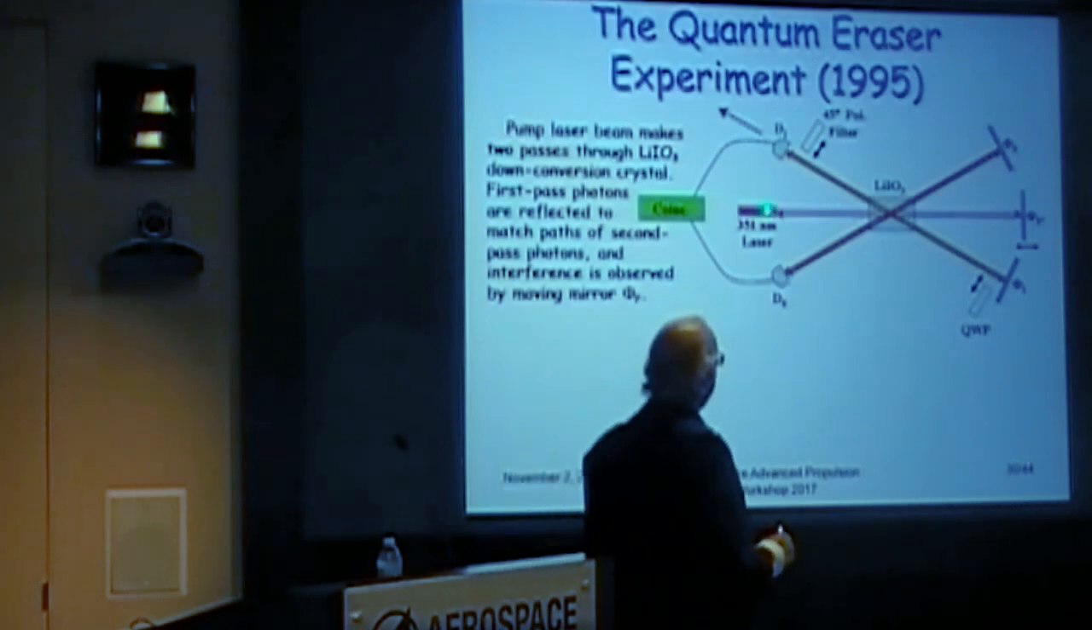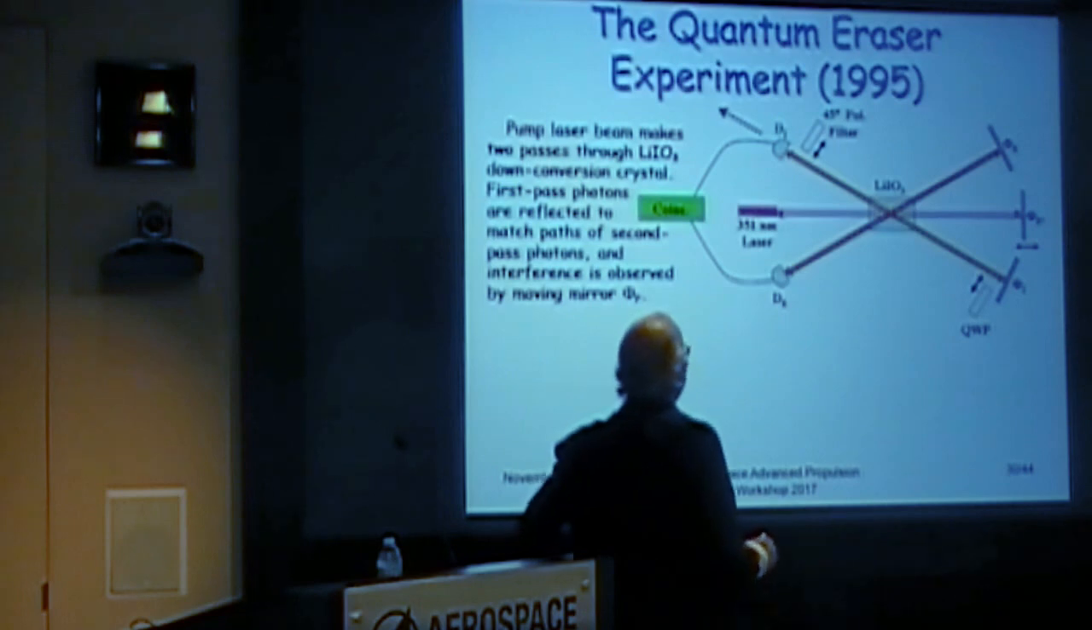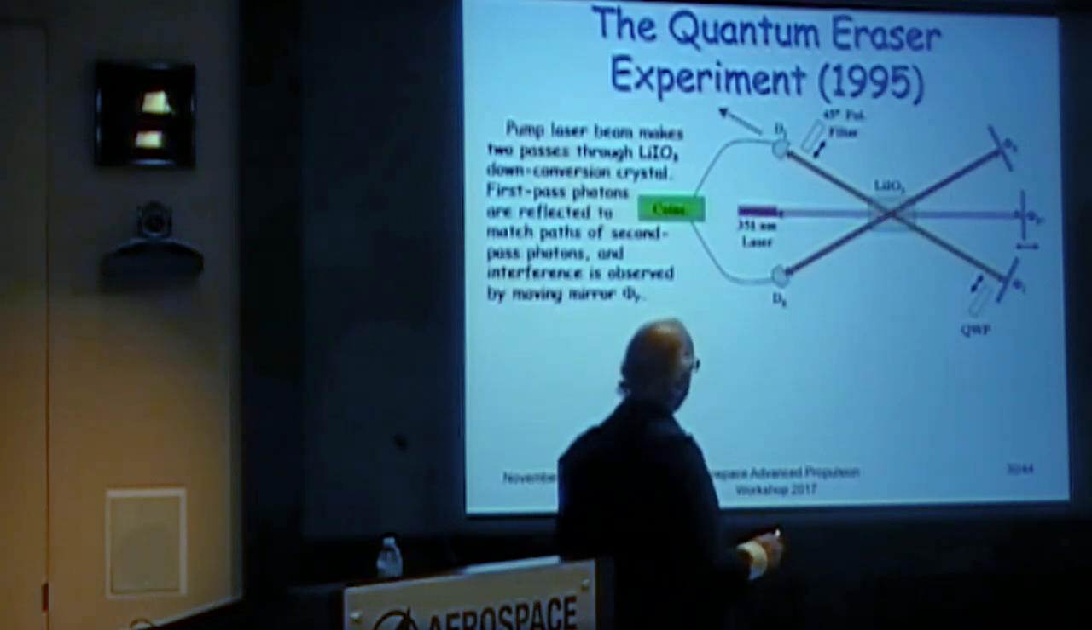You send a pump laser beam through a nonlinear crystal, and part of the time, a pair of entangled photons with half the energy and twice the wavelength of the pump come out along specific angles characteristic of the crystal. So here we have the laser, a pump laser sending a beam through this crystal, and a pair of entangled photons emerge going this way and that way. We put mirrors down here and send them back in the other direction.